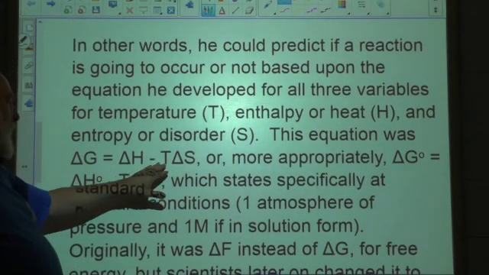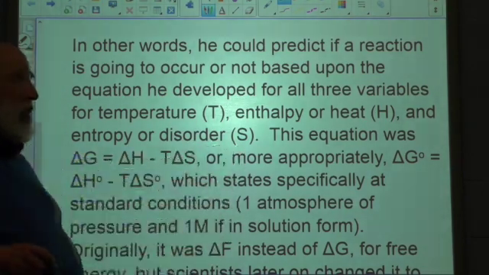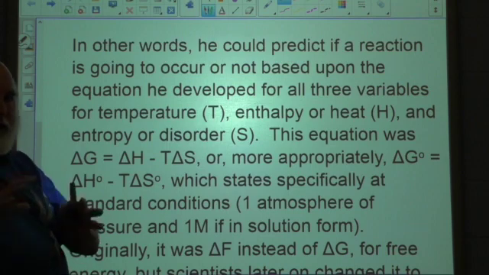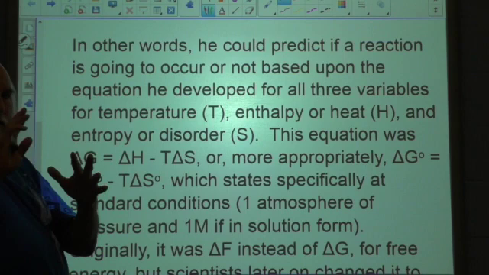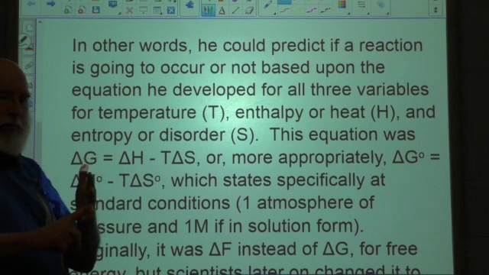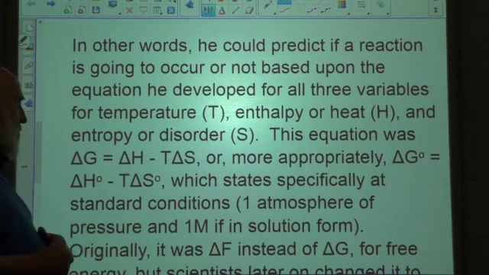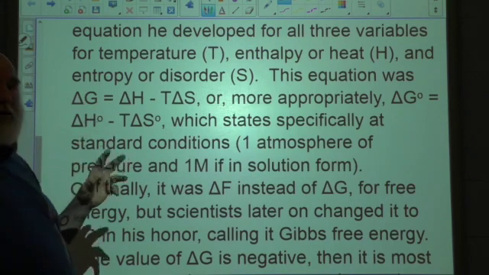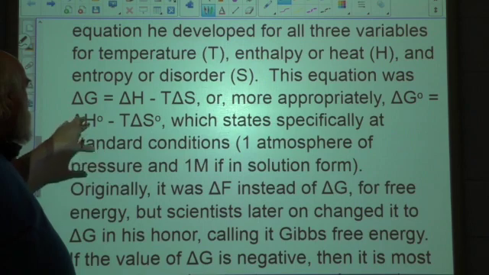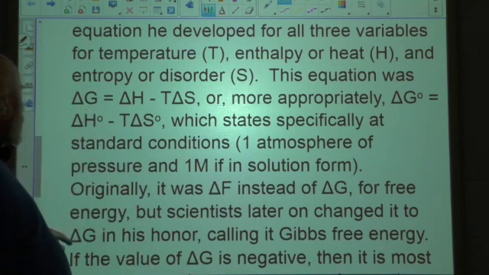Delta G equals delta H minus T delta S, or more appropriately, as I put there, in defined standard terms: 25 degrees Celsius most of the time, 1 atmosphere pressure, and 1 mole per liter if you're dealing with aqueous solutions. That is how he came up with this free energy. He called it free energy. In fact, he used F instead of G, but later on scientists put the G there in honor of him.